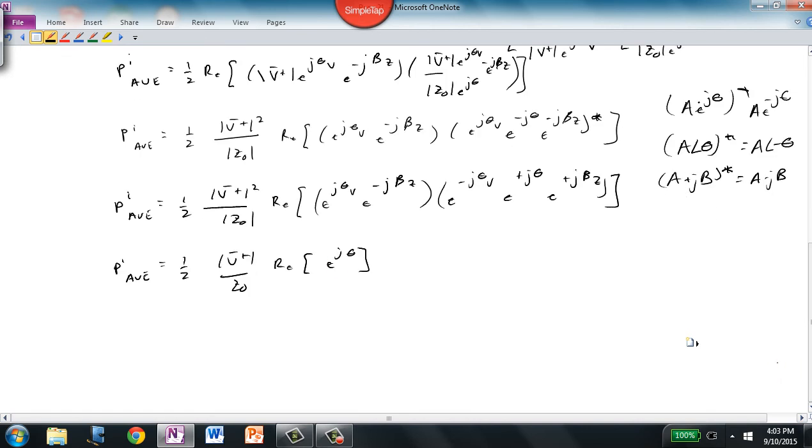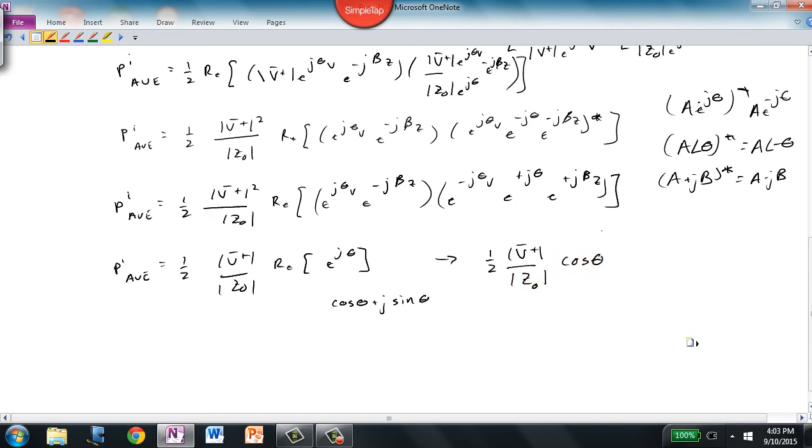Now e to the j theta, using Euler's identity, is just cosine theta plus j sine theta. So if we were to distribute that out all the way, we would take the real portion of this term and we would just be left with 1/2 magnitude of V bar plus over magnitude of z0 times the cosine of theta.